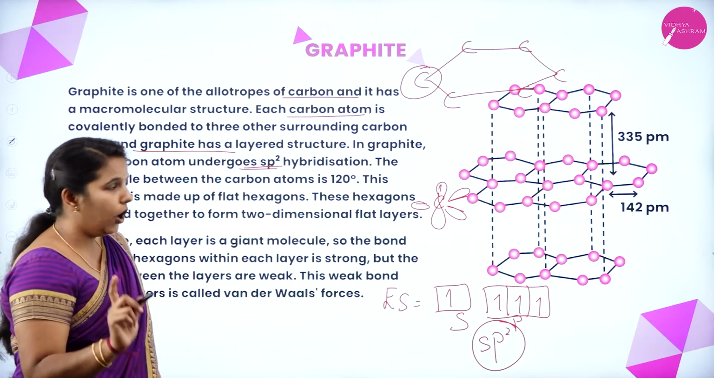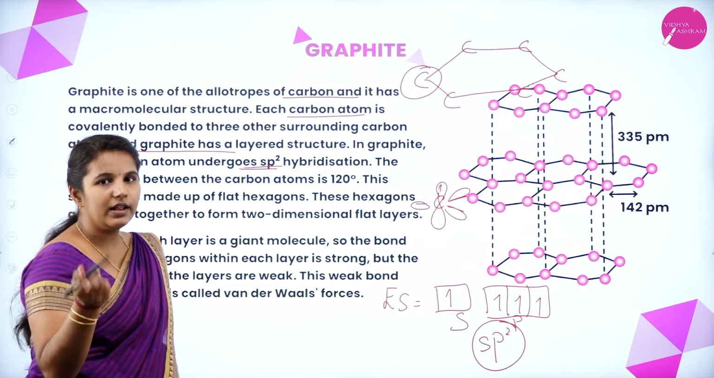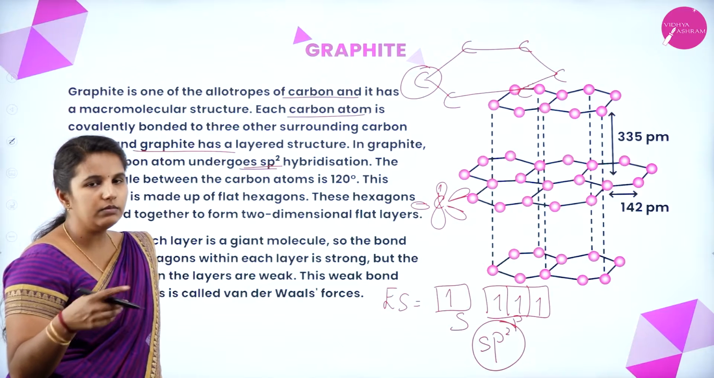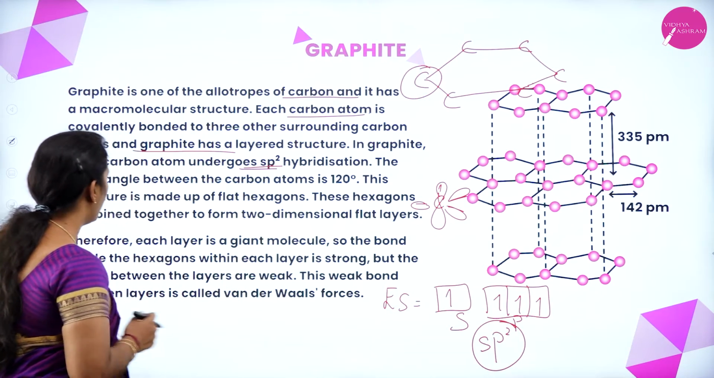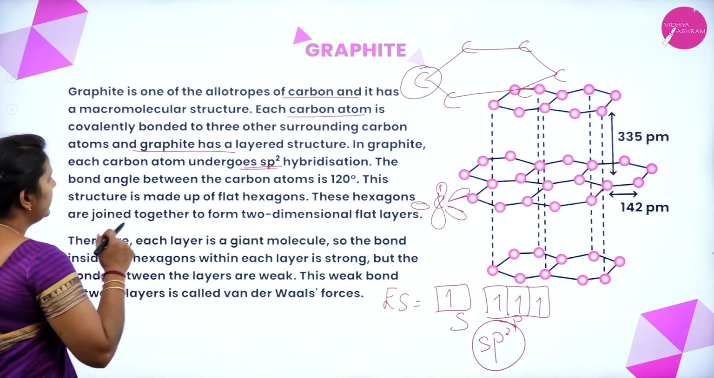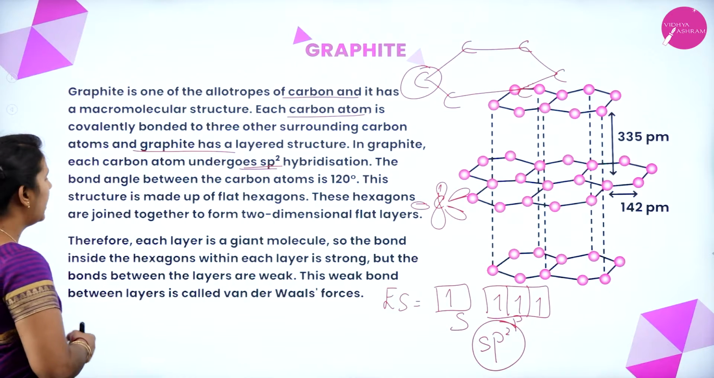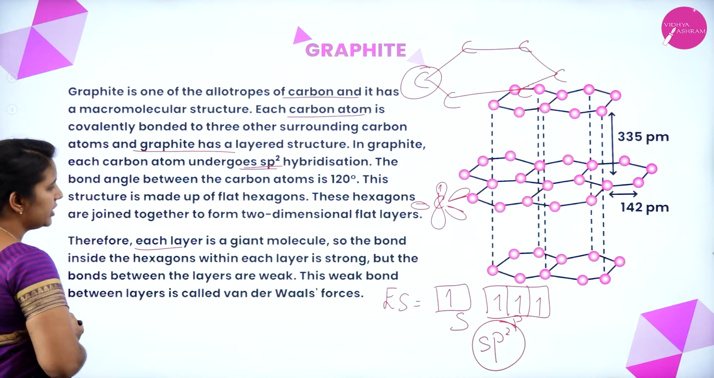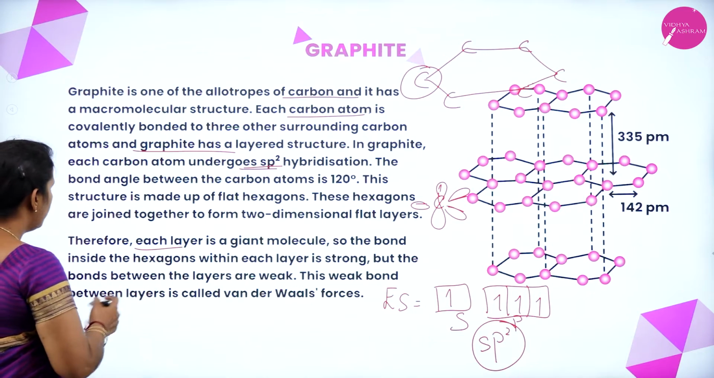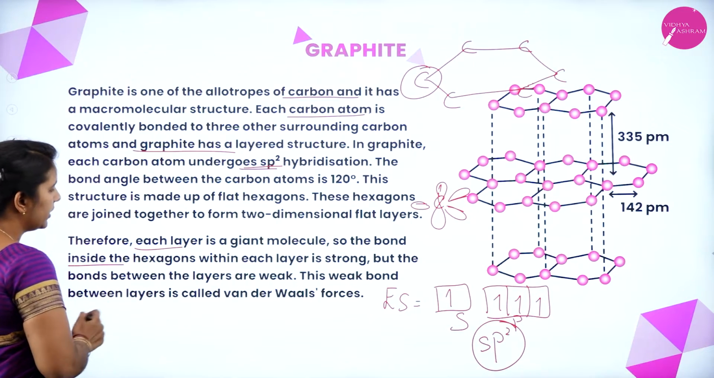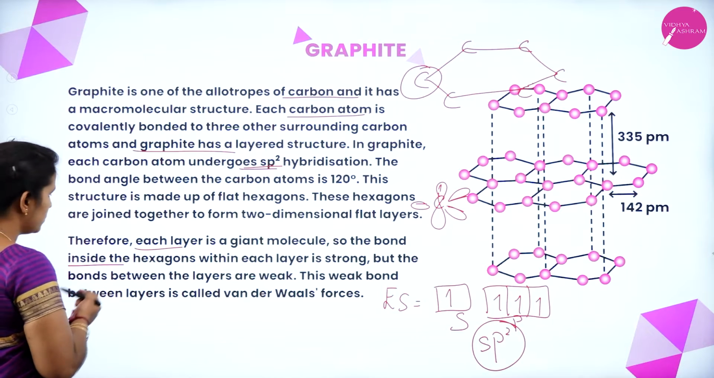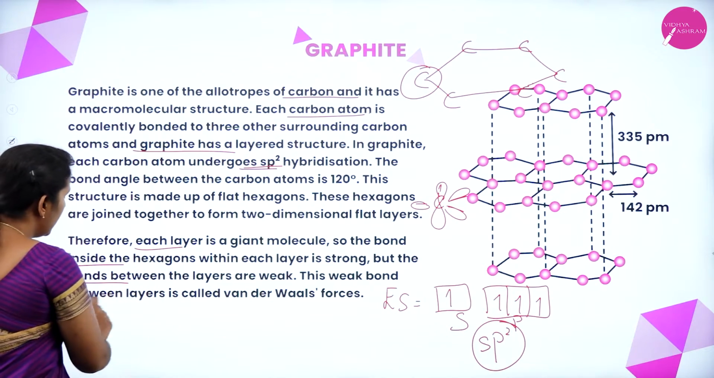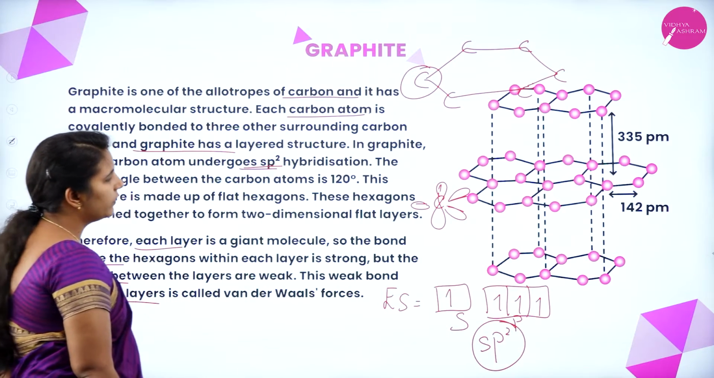Unhybridized p orbital, whereas the other 3 electrons form covalent bonds with the other carbon atoms, thereby forming a strong bond. And thereby it shows sp2 hybridization. Each layer in the giant molecule is strongly bonded inside the hexagons, but the bond between the layers is weak. This is due to the weak van der Waals force of attraction.